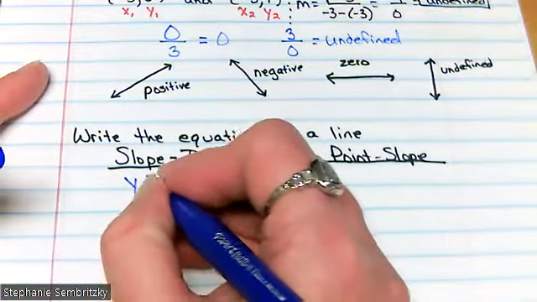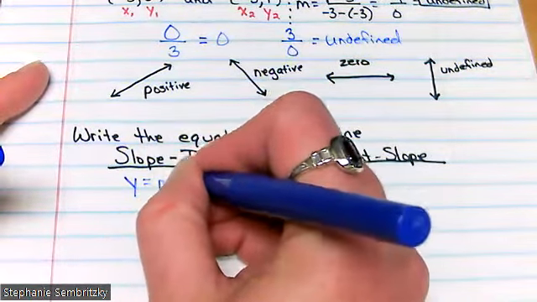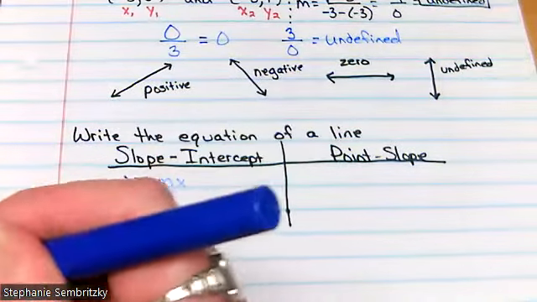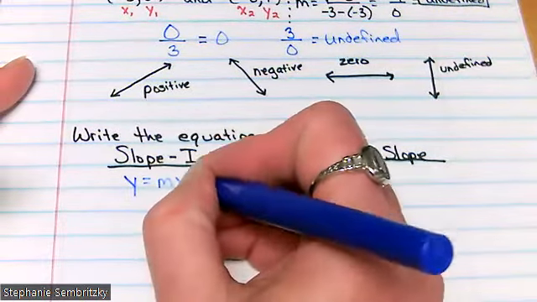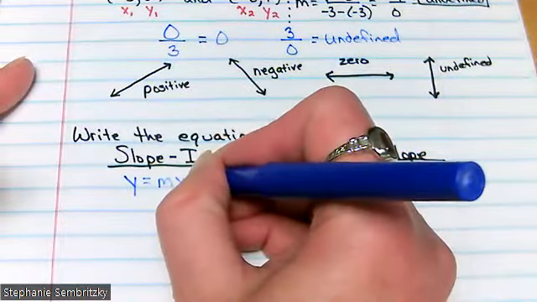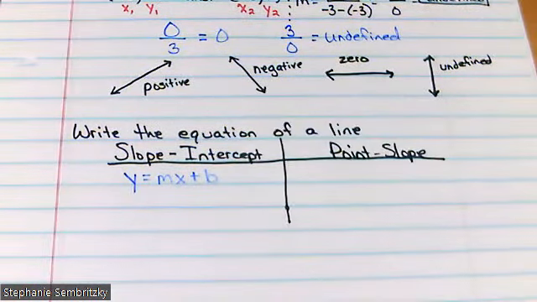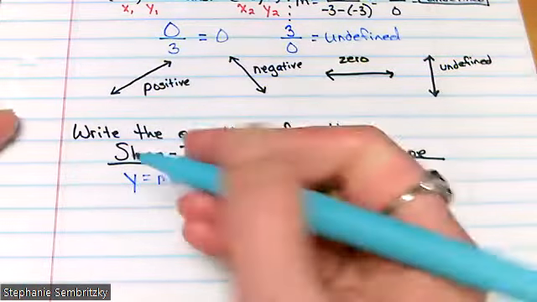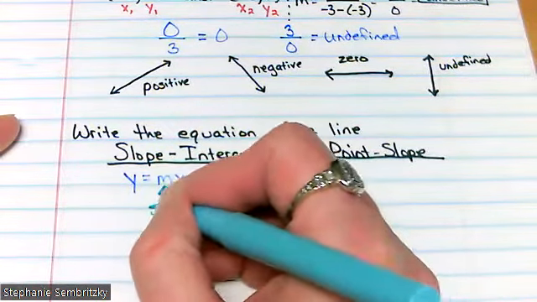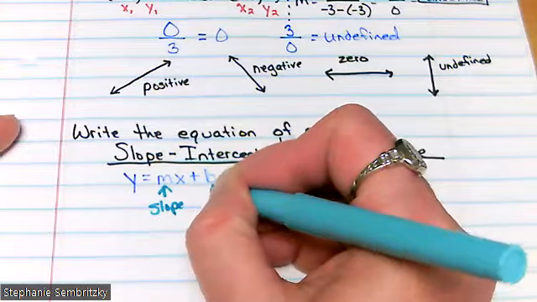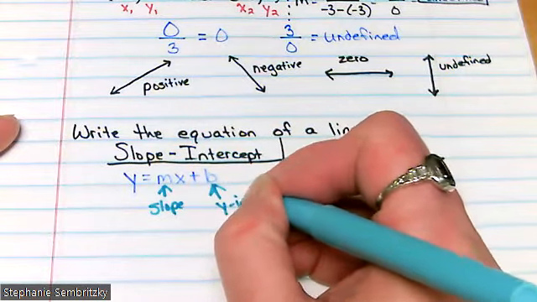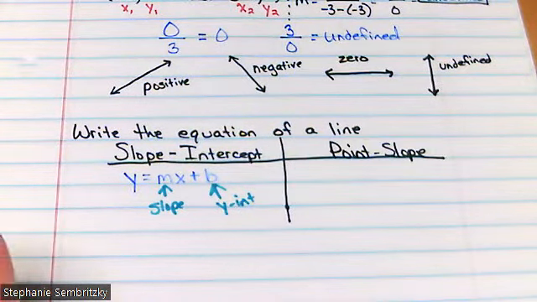Slope-intercept is y equals mx. Uh-oh, that pen is dying. Can maybe get out this last part, x plus b. Oh, I need a new marker. Okay, so mx plus b. What did the m represent? That's your slope. And the b is your y-intercept. So to use slope-intercept, you really need to know the slope and the y-intercept.